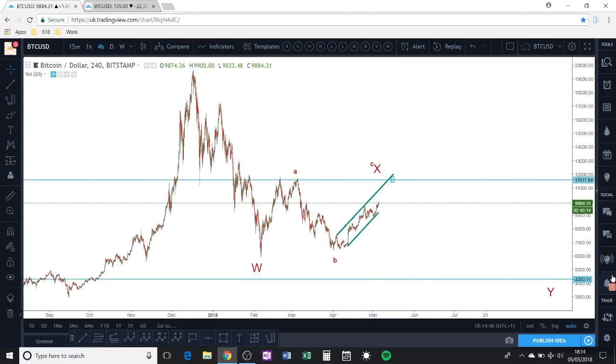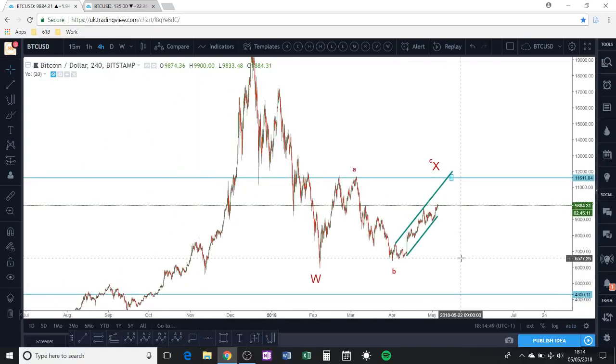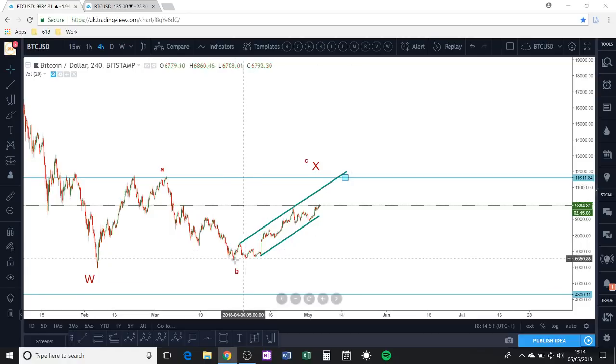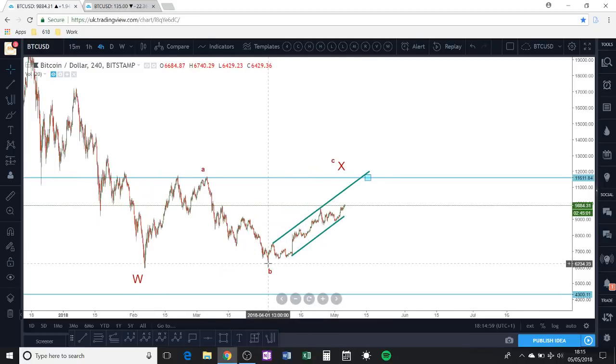Now, from a price point of view, you can see that price has been trending between these two channel lines here. And the way I'm counting it is a 1-2 triangle. It's not common to have a triangle in a wave 2. You usually see a zigzag pattern, but that's not to say you can't have a triangle pattern. It just means the bullish move is less aggressive, and that's why you see this long consolidation.